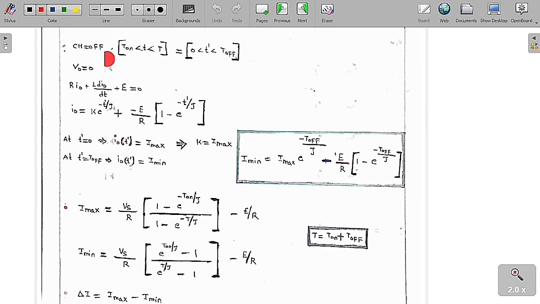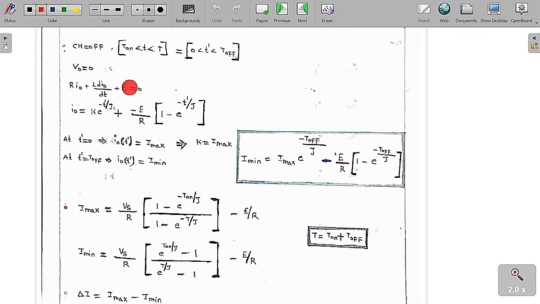So now we are going to analyze the circuit when the chopper is off. So when the chopper is off means chopper is off for a period of T lies between T on to T. So now I want to convert in terms of another time, which is T dash, which is going to lie between 0 to T off. Means I am going to convert this into another time domain, which is T dash 0 to T off. So in that time, the diode is conducting, so therefore the output voltage is equal to 0.